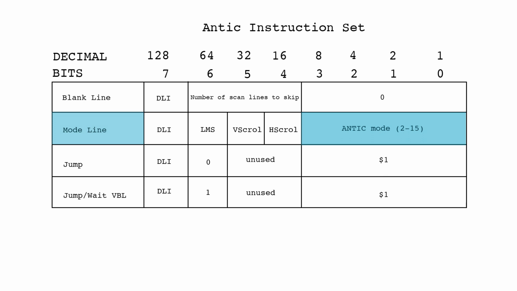Let's next look at the mode line of the Antic instruction set. Now this is going to use the first 4 bits of the Antic instruction, and this is going to allow us to tell the Antic chip what mode 2 through 15 we want to use for the next scan line or set of scan lines.